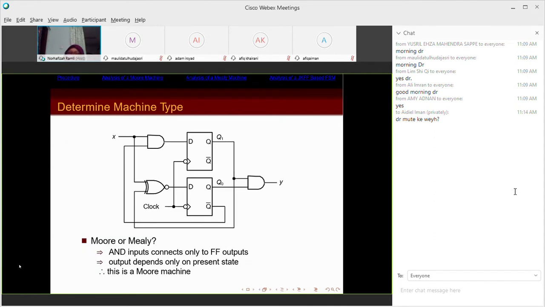Now this is one example. What is this? Is it Mealy or Moore? How do we know whether this circuit is a Mealy machine or a Moore machine? Do you remember the difference between Mealy and Moore? It's a Moore machine because the output depends on states only. Actually the answer is there. If you look, y depends only on Q1 and Q0. It doesn't depend on x, therefore this is a Moore machine. If x has a line that goes directly to y, that is a Mealy machine.